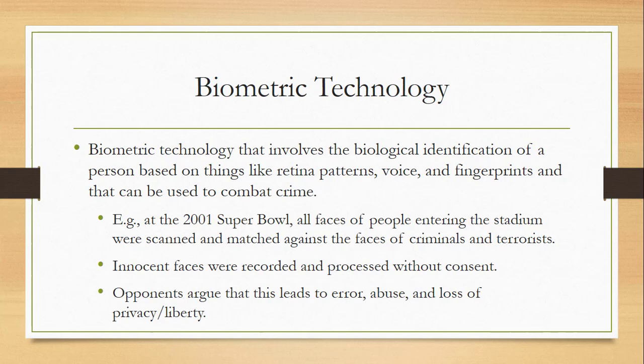However, innocent faces were recorded and processed without consent. So without consent, thousands of innocent people's faces were recorded, stored, processed and matched against the faces of criminals and terrorists. And opponents of using this kind of biometric technology say in the Super Bowl case that this can lead to error, and there is an error rate. So it could have been the case, for example, that someone's face was matched up to, let's say, a terrorist, and they were taken out of the game and couldn't see the Super Bowl, even though it was just an error made by the computer program. So this can lead to error.